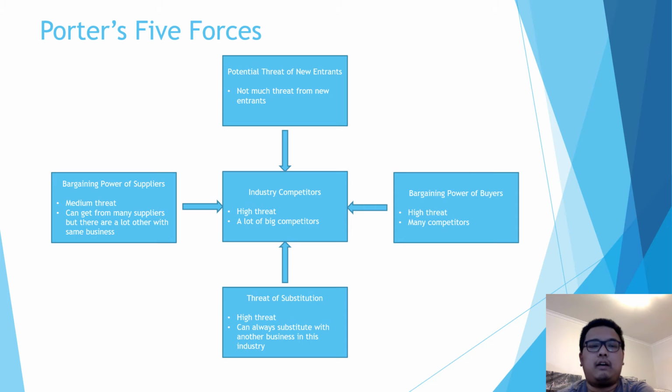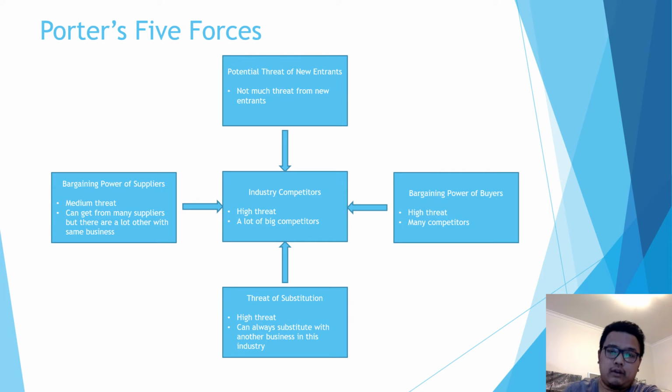In the bargaining power of suppliers, there will be a medium level of threat. There could be a lot of suppliers to get items from. However, it will be a little bit hard to get the trending items and the popular, latest gadgets if there are a lot of competitors in this industry.